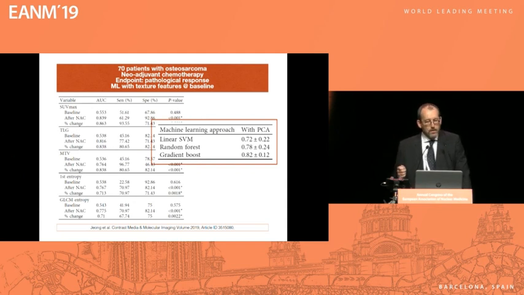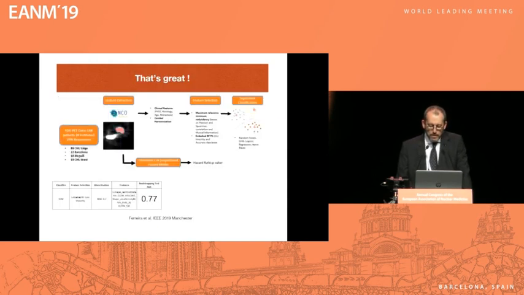With machine learning, we may be able to extract the same level of information on the baseline study. That's what these authors did on the baseline study with this machine learning algorithm, with an AUC of 0.82. Again, quite encouraging. So this is all nice and well. Good results, interesting results. How does it work in the real world?